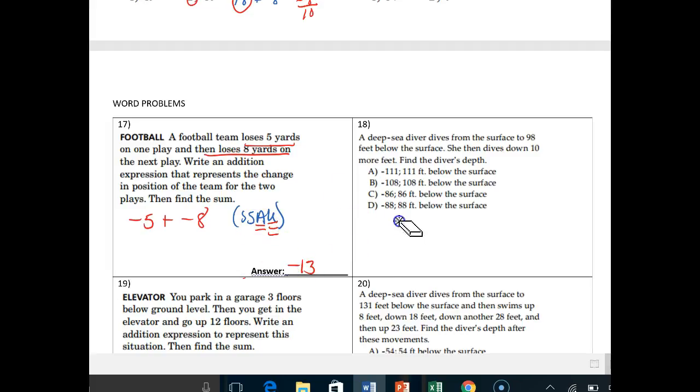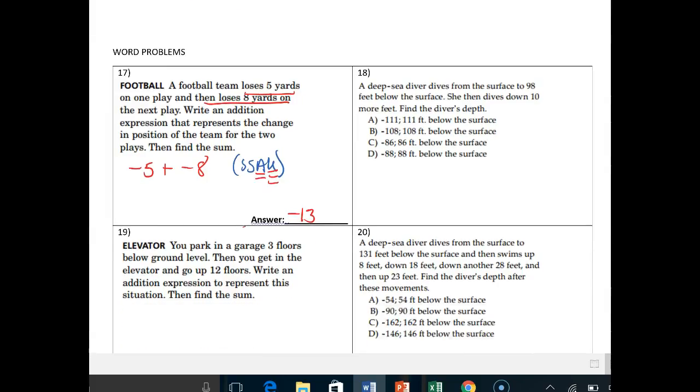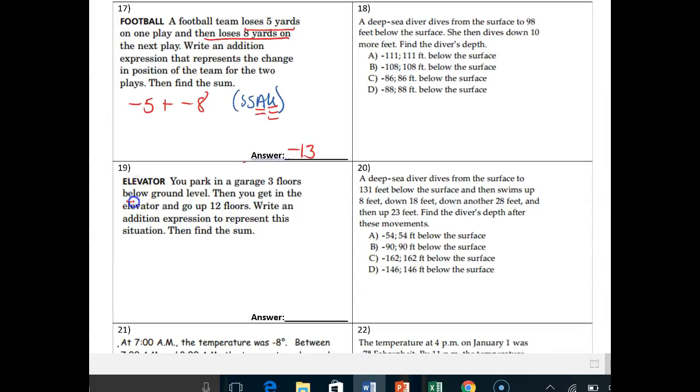Okay. Number 19, an elevator. You park in a garage 3 floors below ground level. So what does that mean? That means -3. Then you get the elevator to go up 12 floors. So I go plus 12. Write an addition expression to represent each situation, which I did, and then find the sum. So this is obviously DSSL, different signs, subtract, keep the sign of the larger, so I'll do 12 minus 3, I'll get 9. I know my answer is positive because I have more positives than I do negatives. That's why my answer is 9.